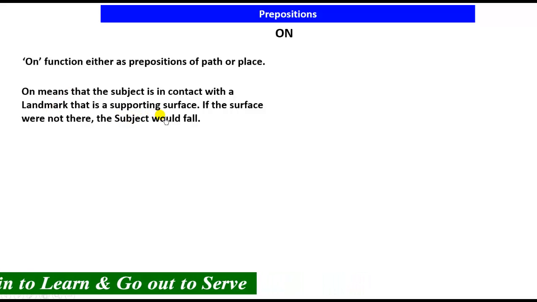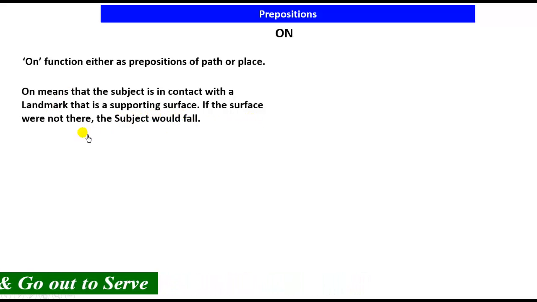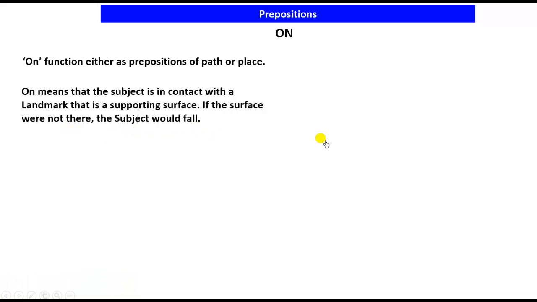That is, a supporting subject. If the surface were not there, the subject would fall. See the situation here. This is the landmark and this is the subject. The landmark and subject both are in contact. If this landmark is not there, the subject will fall down because of gravity. So in such a case, we can use "on" as the preposition.